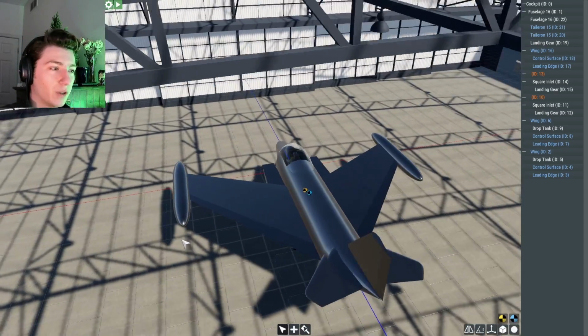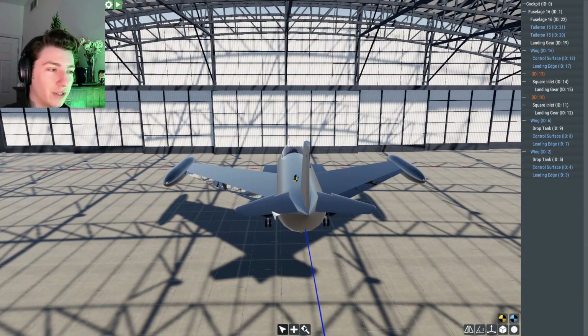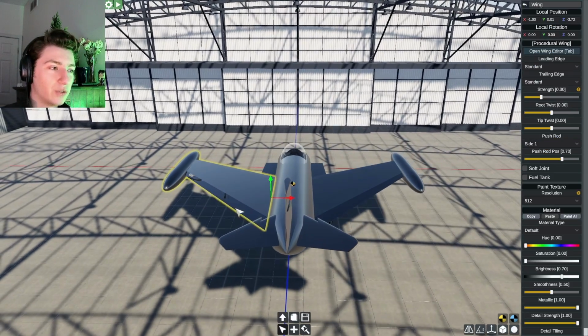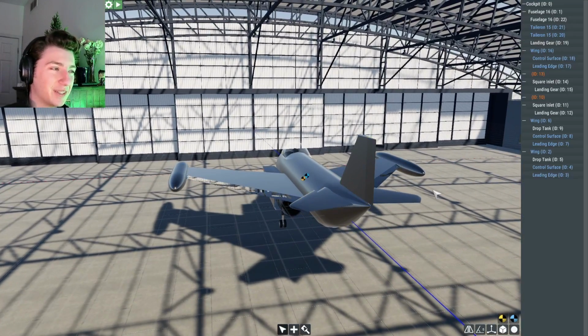You also want to have large control surfaces, such as these, and generally you want to have one control surface devoted to only one input. So these only do roll. These only do pitch. I always get them confused. And these only do yaw.